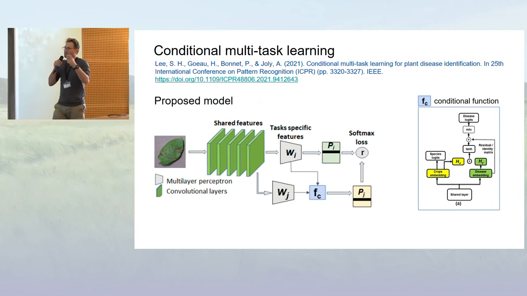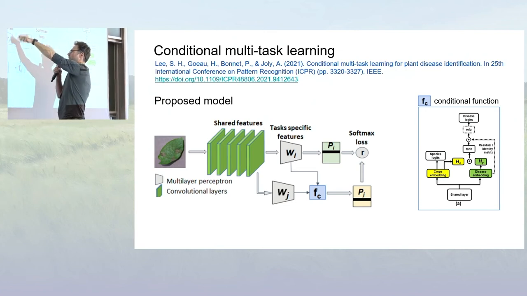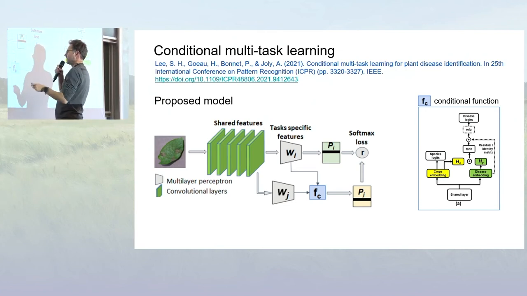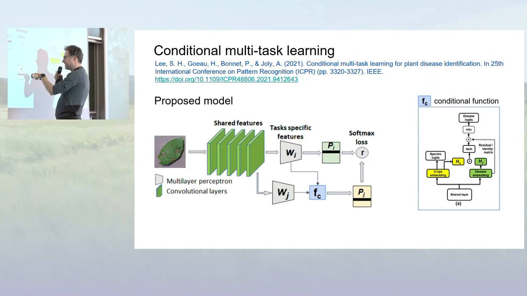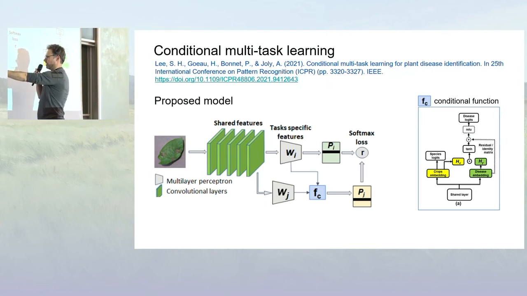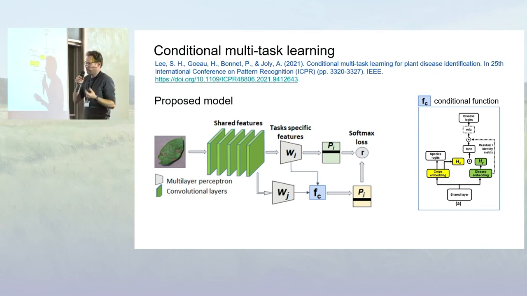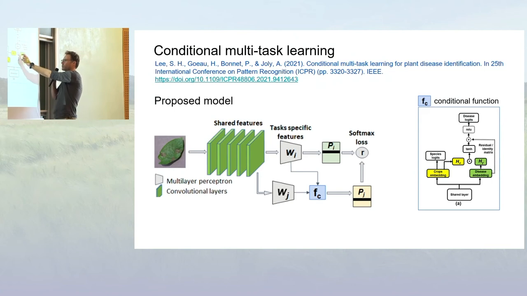As you see, it's a convolutional neural network. There are some shared features, and then there are some task-specific features, for species and for disease. The disease classifier takes advantage of the disease-specific features, but it also learns from the crop-specific features as a context. This can be done through specific conditional functions that learn the most useful proportion of crop information to be included in the disease classifier.